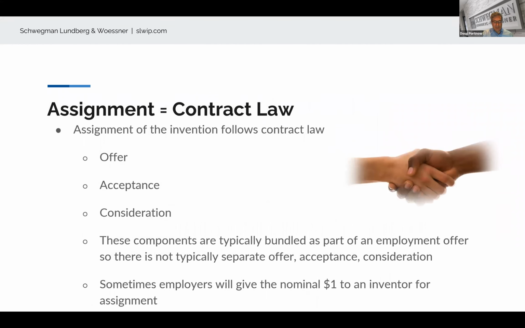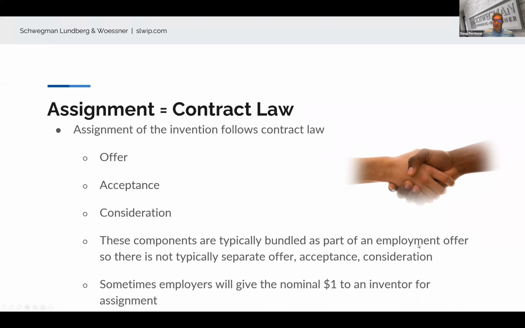Okay, so let's talk a little bit about assignments. Again, we've talked about some aspects of inventorship and assignment being controlled by federal law. Some aspects are controlled by state law. At its core, assignment is contract law. Contract law is state law, right? For our attorneys out there, you'll remember from your lovely Contracts 101 class that a contract consists of an offer, acceptance, and consideration.